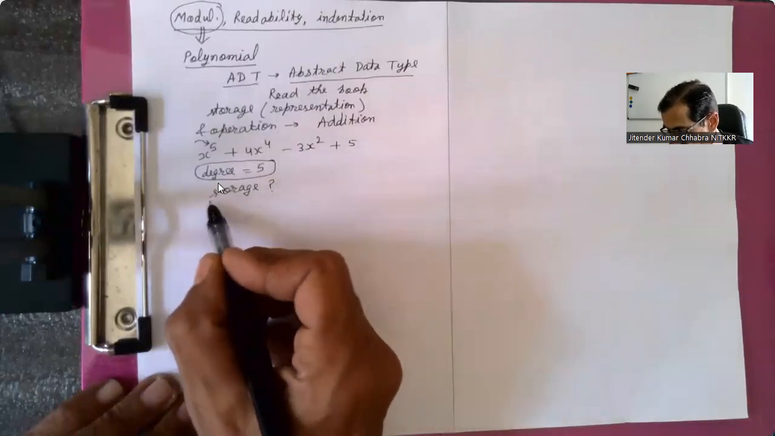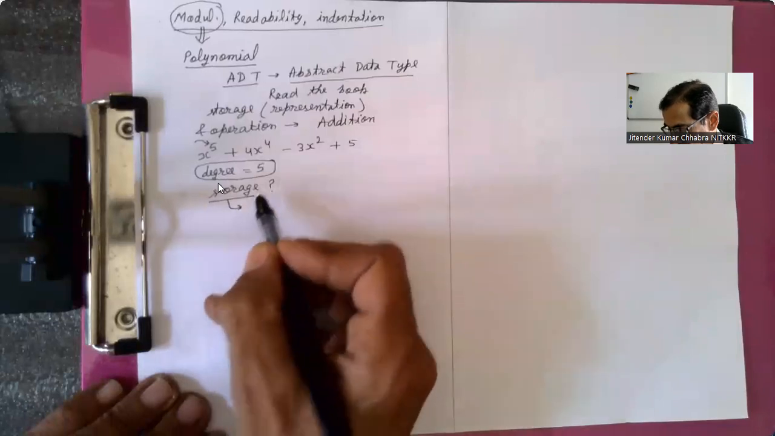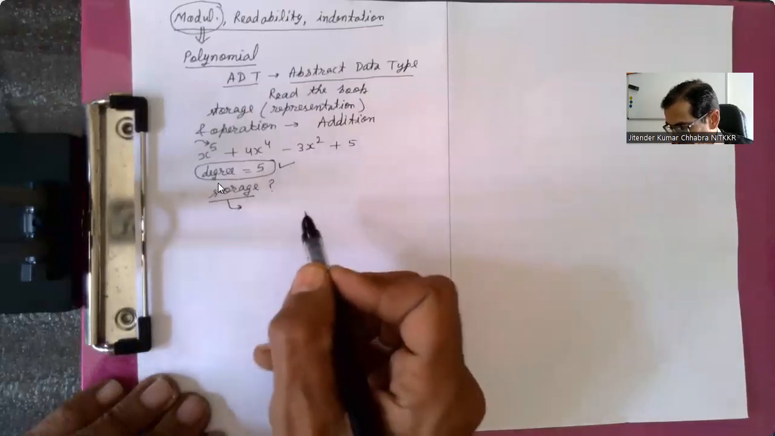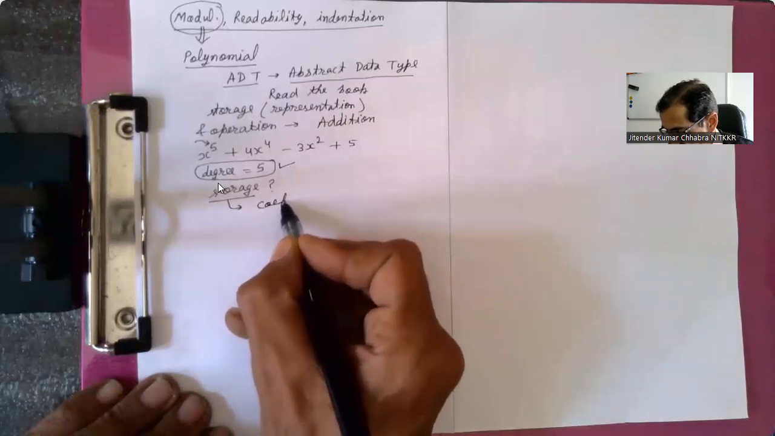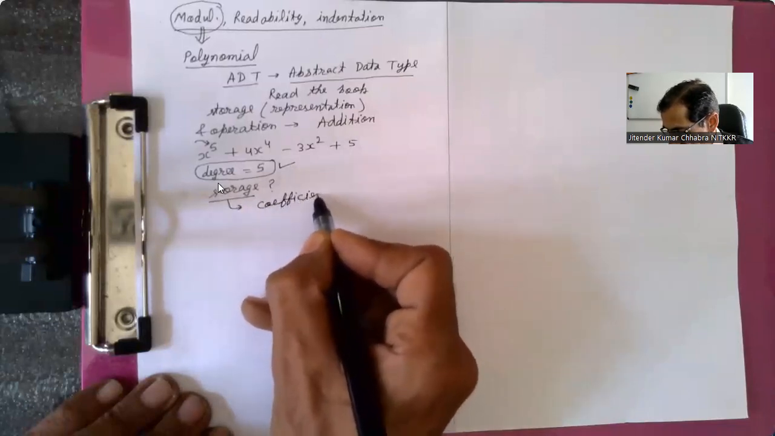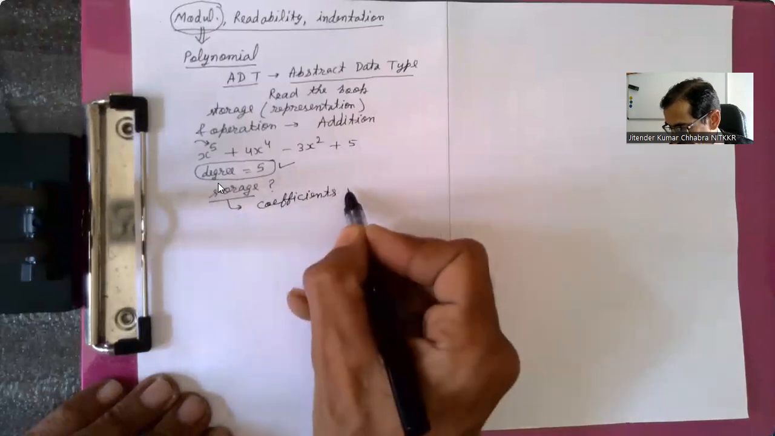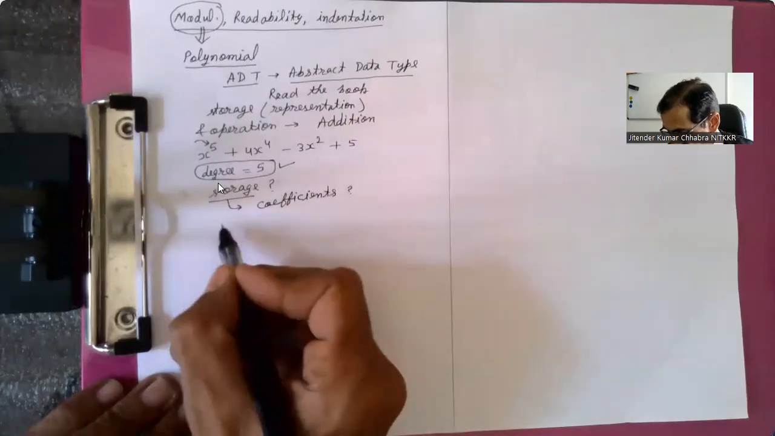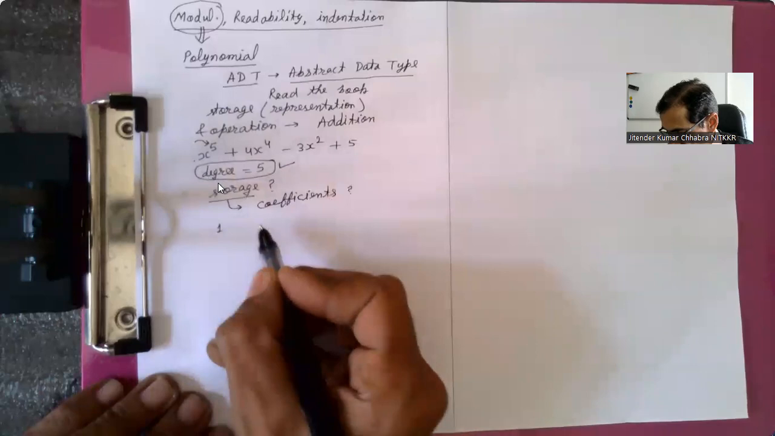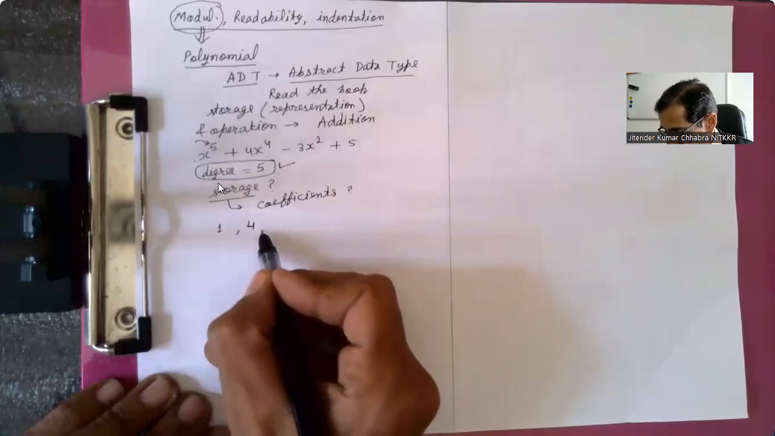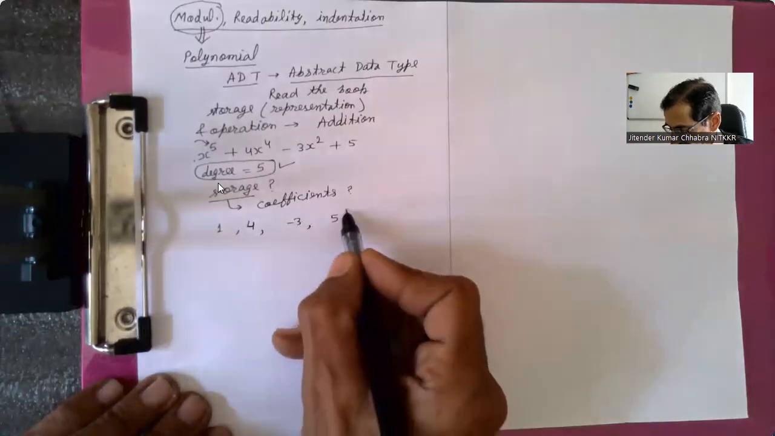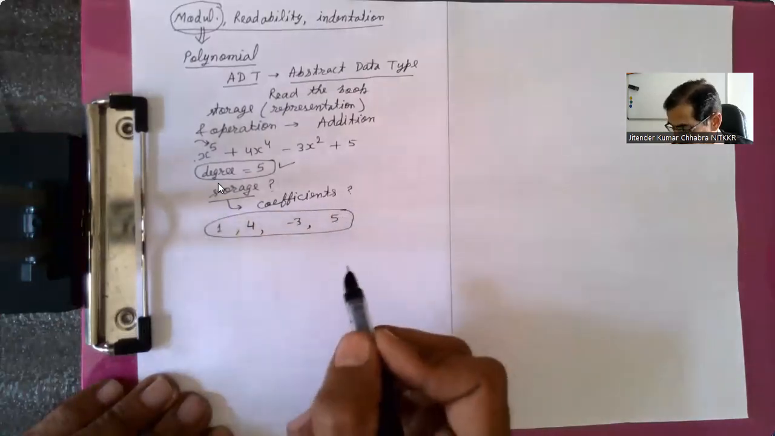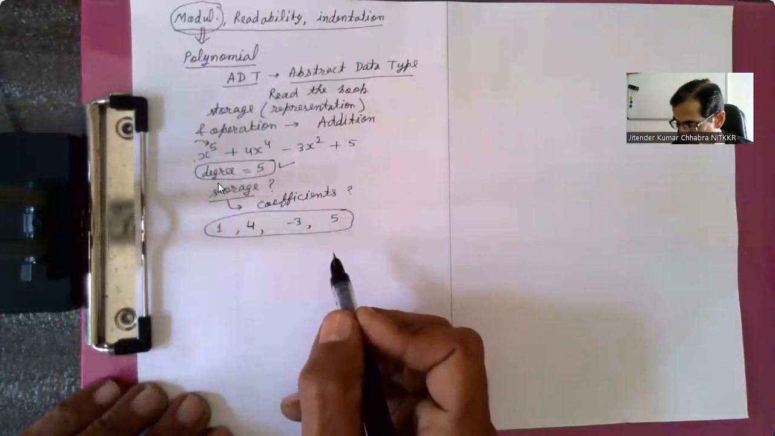Primarily, once I know that I have a polynomial of degree 5, effectively I need the coefficients to be stored. Maybe I say coefficient is 1, then I have coefficient 4, then coefficient -3, then coefficient 5. So these coefficients I should store. Maybe I can store them in some storage, some array, some structure, etc.